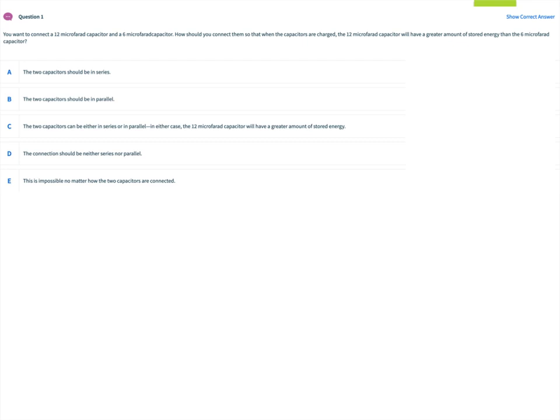I want to connect a 12 microfarad capacitor and a 6 microfarad capacitor, and it wants to know if I should connect them so that when the capacitors are charged, the 12 microfarad capacitor will have a greater amount of stored energy than the 6 microfarad capacitor.